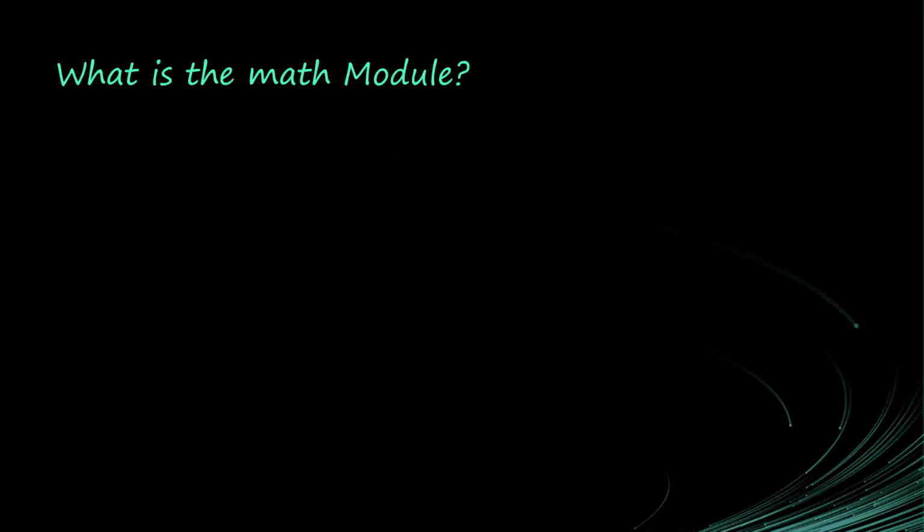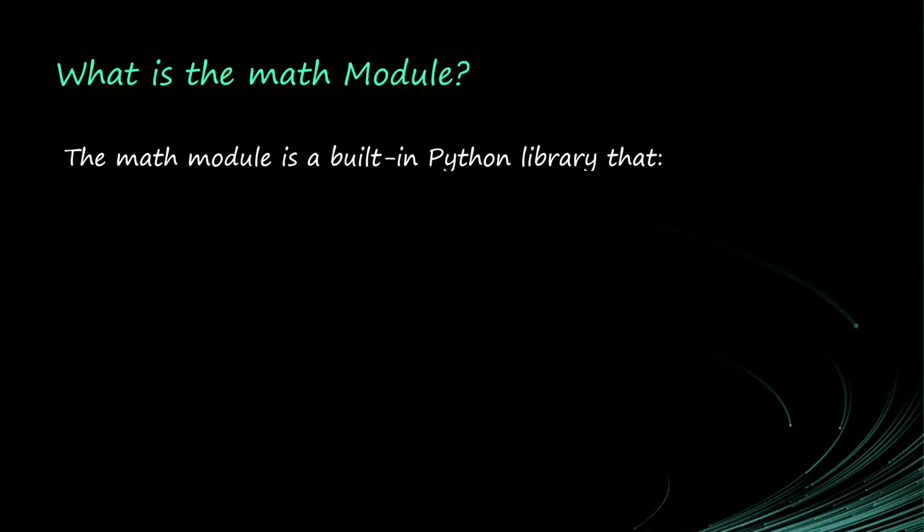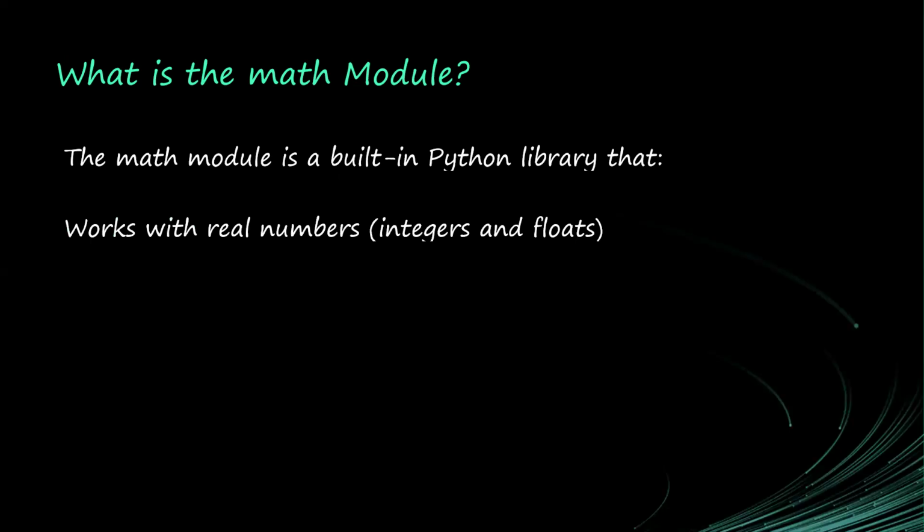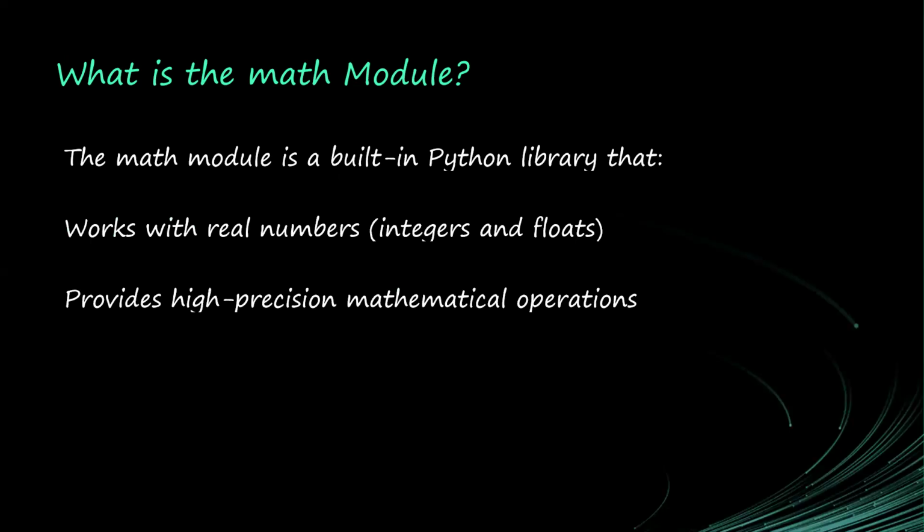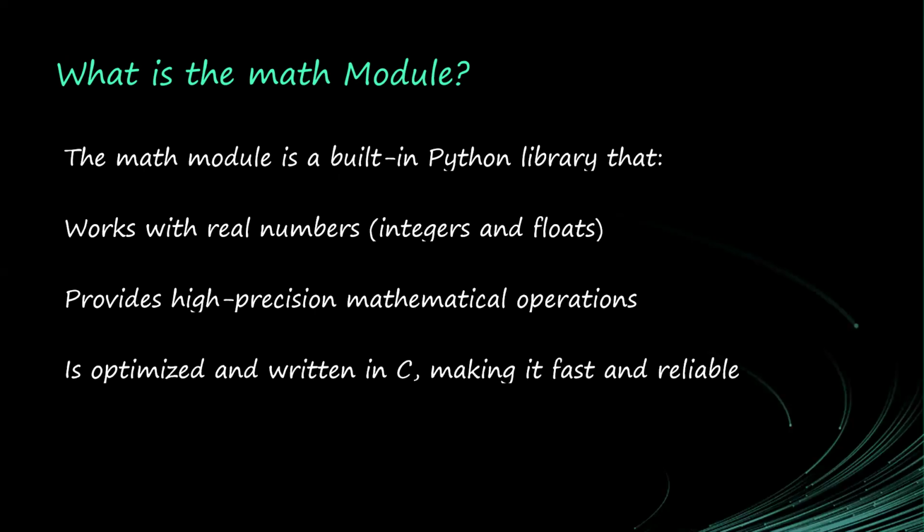The math module is a built-in Python library. As we go on, you're going to understand what we mean by library and module. It works with real numbers and provides high precision mathematical operations. It's optimized and written in C, making it fast and reliable. C is another programming language, and Python is slower than C. This is not a beginner's level thing, so let me forget about that. But most of the Python libraries that we are using are written in C, because C is a faster programming language than Python.